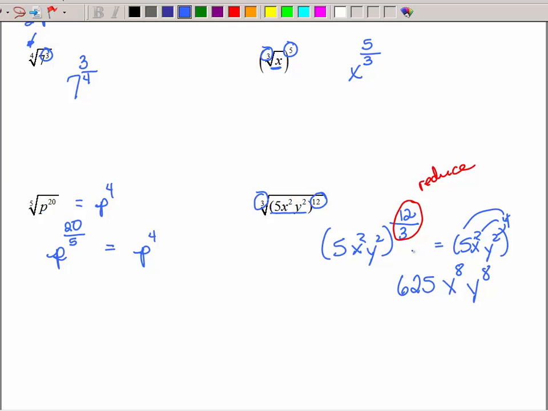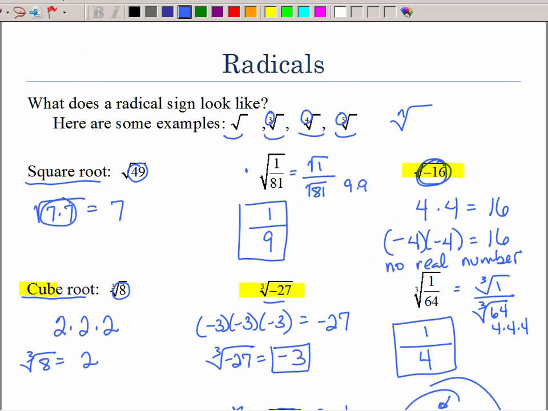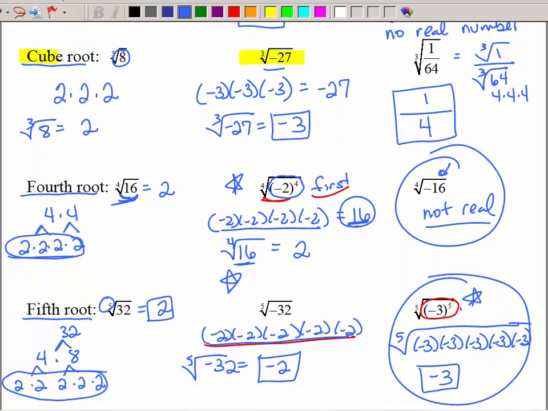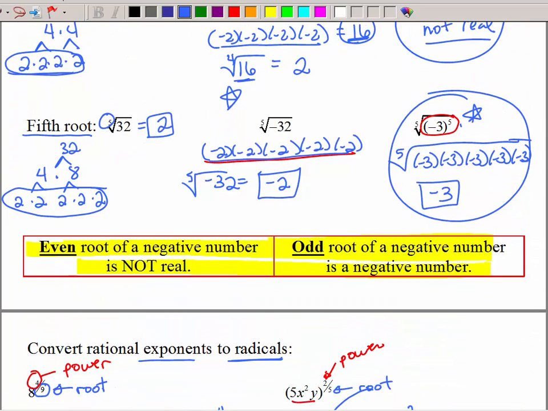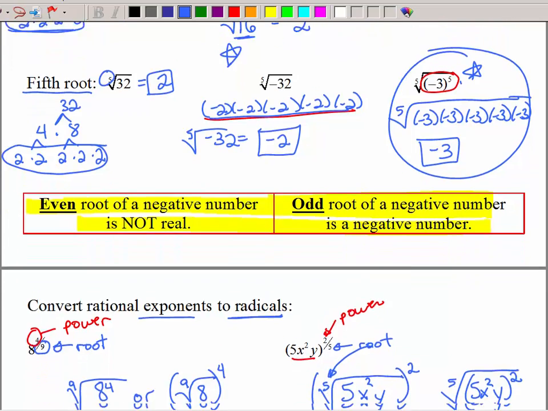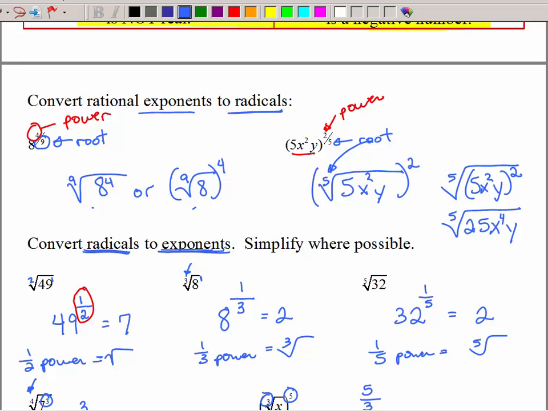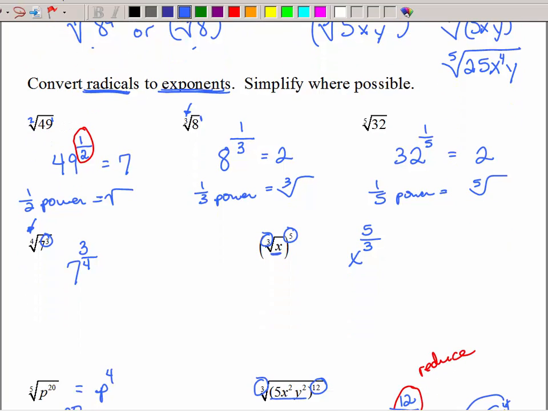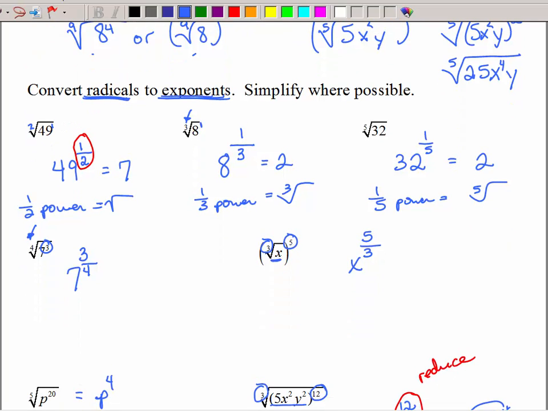So this is a very easy lesson. We're just simplifying square roots, cube roots, fourth roots, fifth roots by trying to find 3 of a kind, 4 of a kind, 5 of a kind, do some prime factoring. Remember, the even root of a negative number is not real. Odd root of a negative number is a negative number. To go from exponents to radicals, you take the fraction and rewrite them. And then from radicals to exponents, vice versa. Again, very easy lesson. You're going to do great.